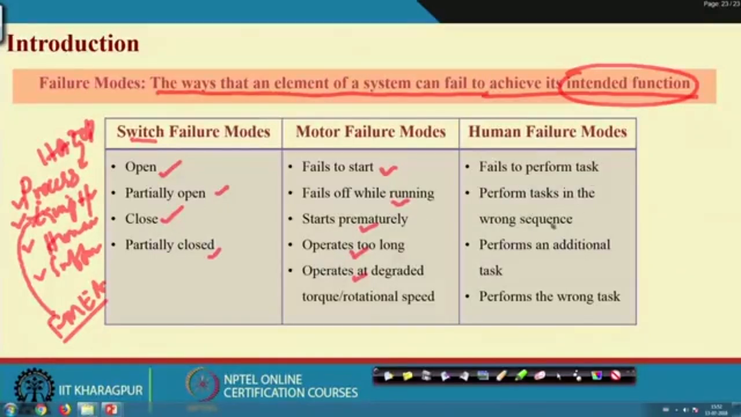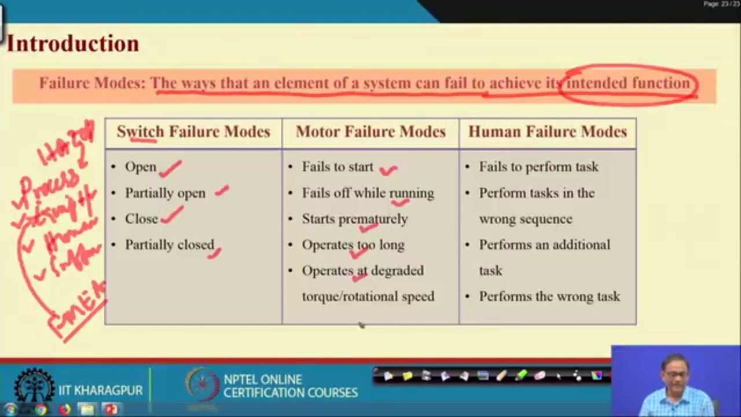The human performs a task in the wrong sequence, performs an additional task, or performs the wrong task. Performing the wrong task: you are asked to clean the floor, and suppose you have cleaned the outdoor instead of the indoor. So something like this, a wrong task you have performed. Additional task: I ask you to prepare a PPT for FMEA, and you have also added FTA in between, and you made my job complicated because these two are not the same thing.